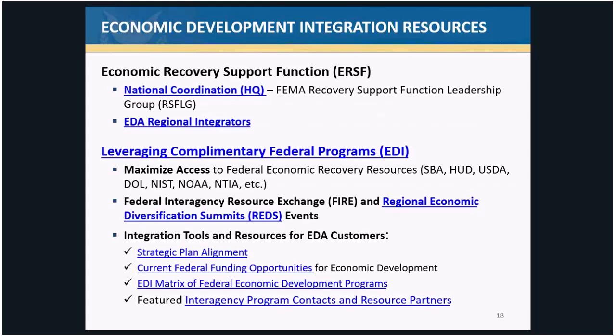This slide summarizes a number of different links to various integration tools and resources that are available on the EDA website. You can find all of these by visiting the Economic Development Integration Disaster Recovery homepage, which is simply www.eda.gov/EDI.